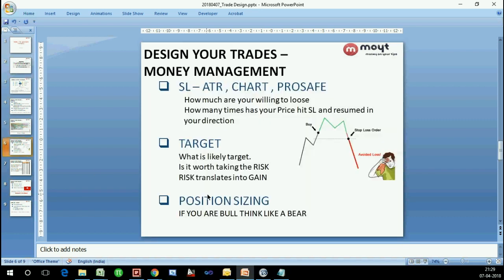Next comes your money management. This is the most important part of all this. This is why we design the trades. The other portions, the earlier ones, you could have done on the charts, but this has to be done properly.